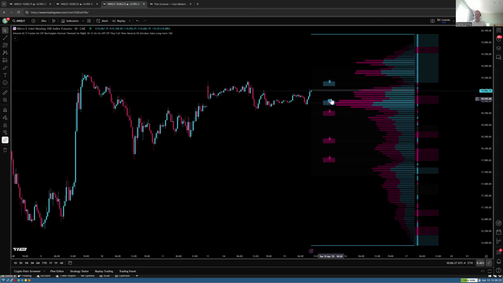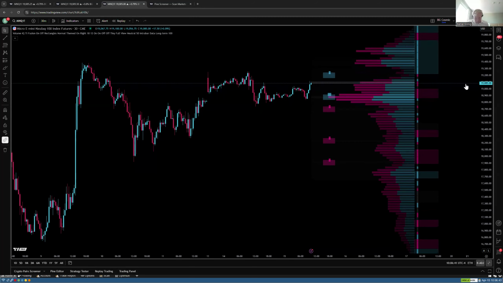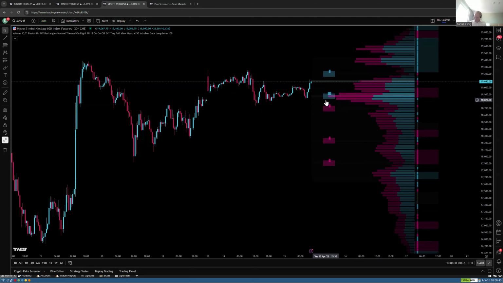So what can we infer from this? Well, a couple of things. First off, should price come down to this level, we can expect that price will slow down in this level. Why? Because it's contested. Price likes to hang out there. This is why there's so much volume in this area. So price may slow down. That's one takeaway.